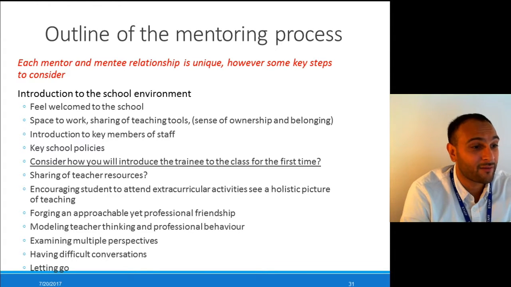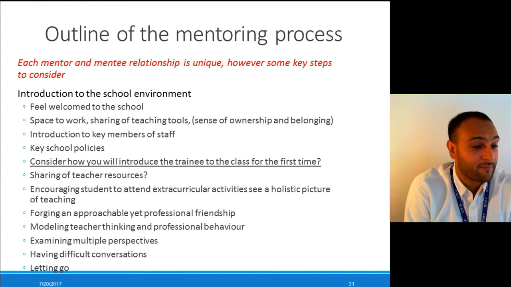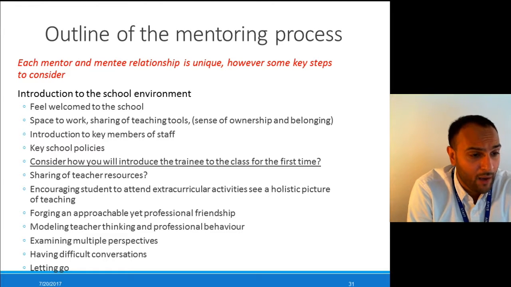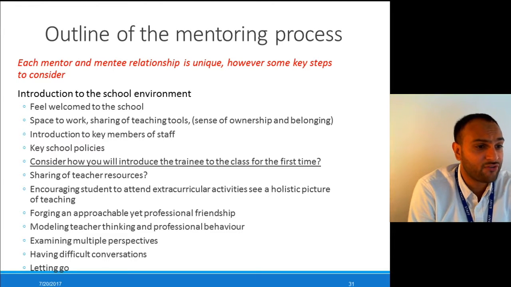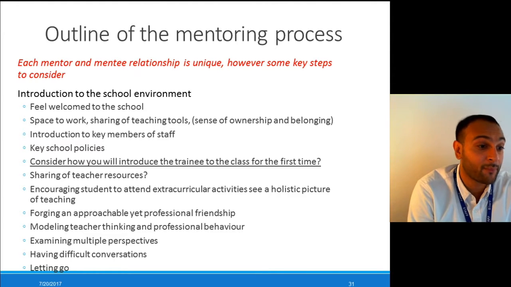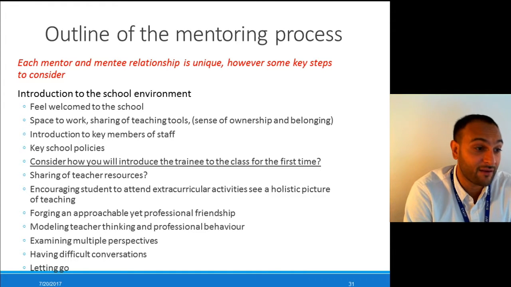Give them a space to work if possible, and a space where they can make their own, really, within the school or department. You want to share teaching tools and resources. Introduce them to key members of staff, or key members that they'll specifically be working quite closely with. This is the key time to look at important school policies like safeguarding, behavior, and even staff uniform, and really iron out those expectations.